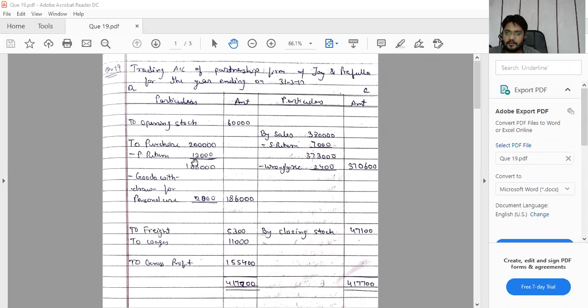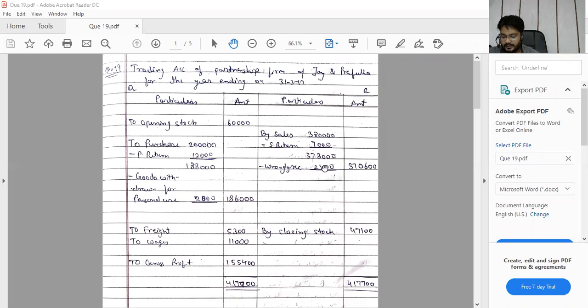Two adjustments we have. So one line underline, then after two line underline. Credit side, please write by sales. Into inner column, write 3,80,000. One line underline, two line underline. Two adjustments we have.